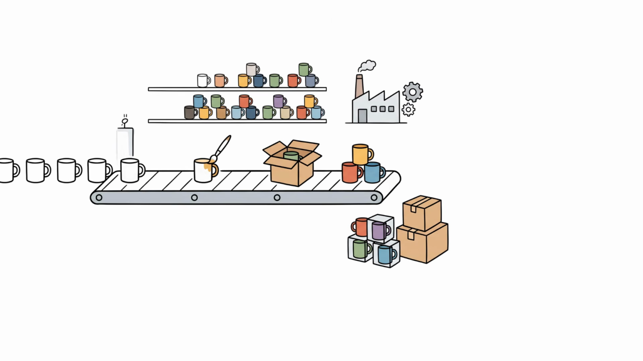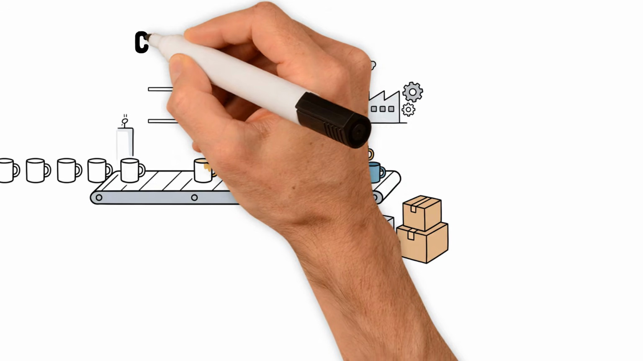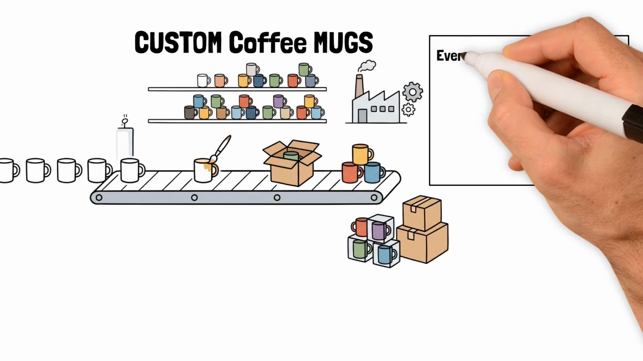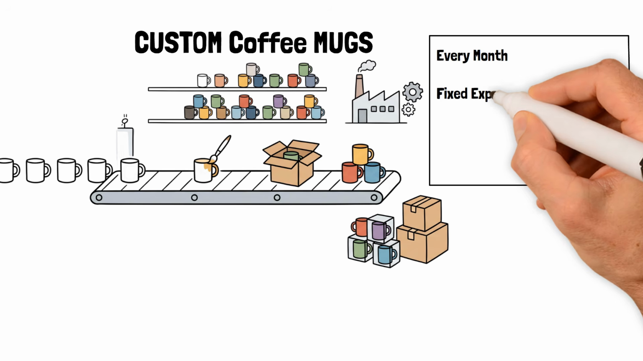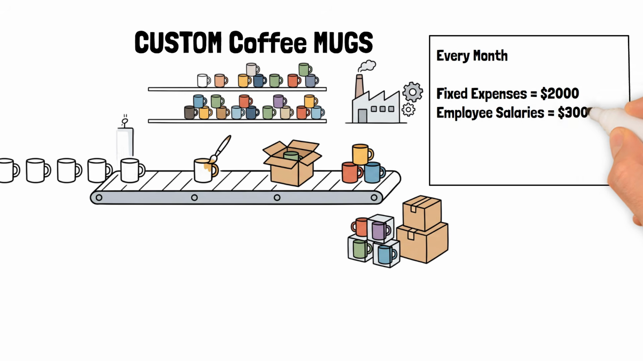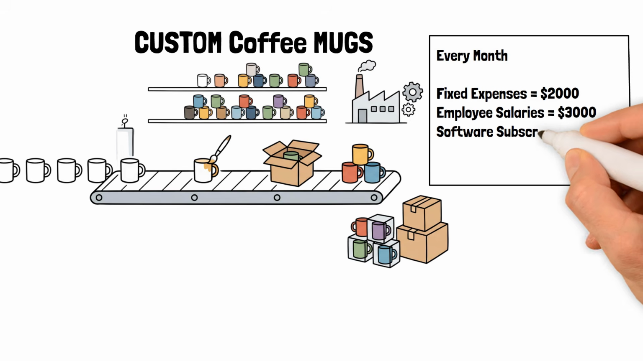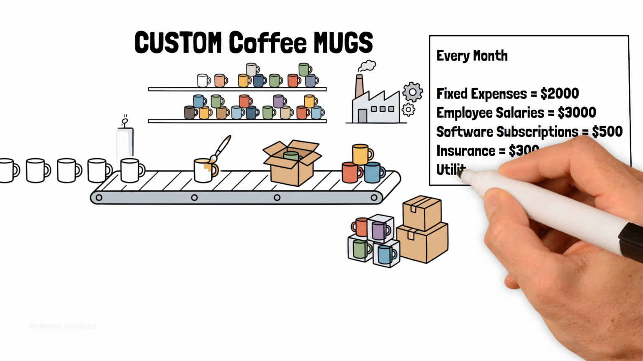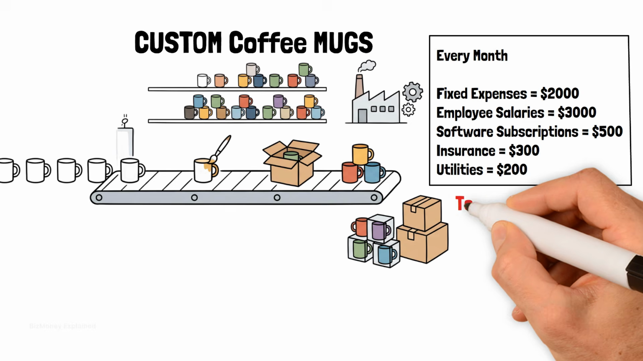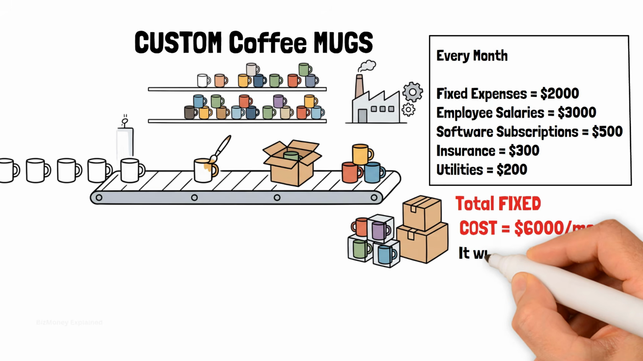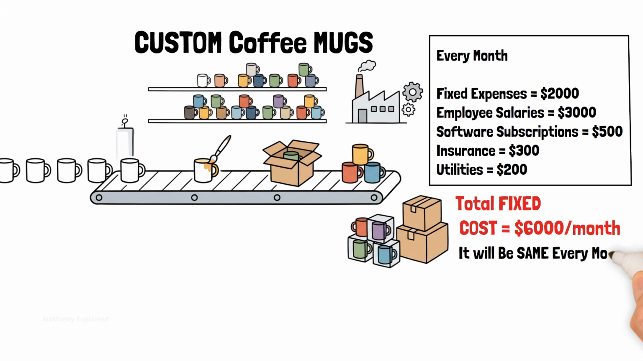Let's use a practical example to understand this clearly. Imagine you own a small company that manufactures custom coffee mugs. Every month, your fixed expenses include rent of $2,000, employee salaries of $3,000, software subscriptions of $500, insurance of $300, and utilities of $200. Your total fixed costs are $6,000 per month. Fixed costs remain the same whether you sell 1 mug or 1,000 mugs.